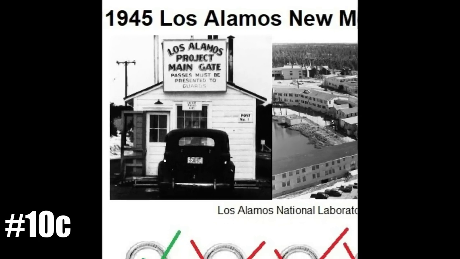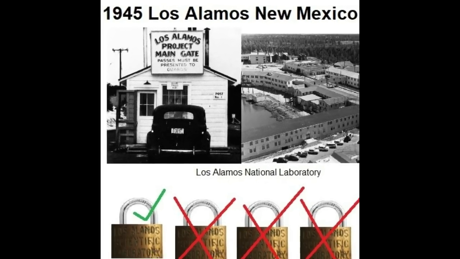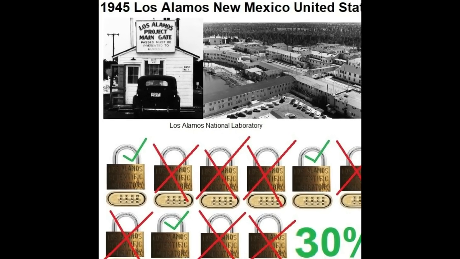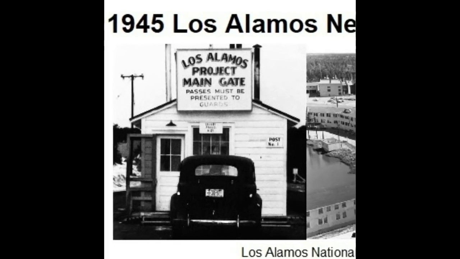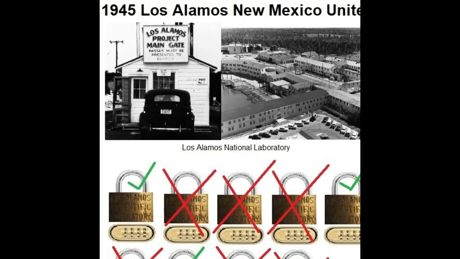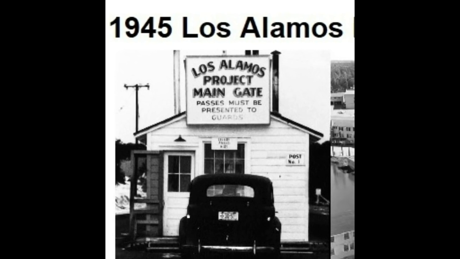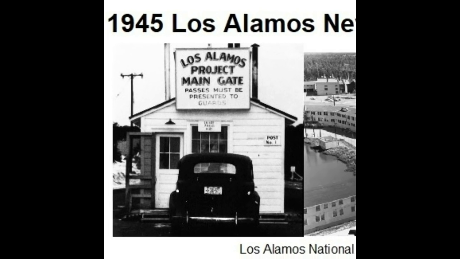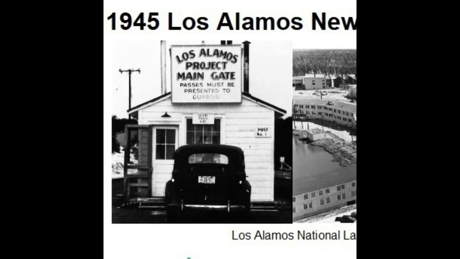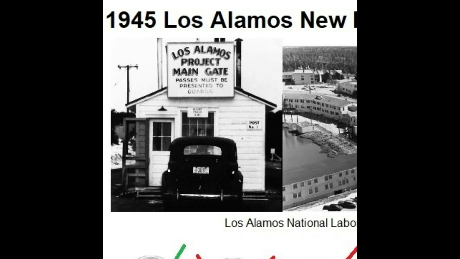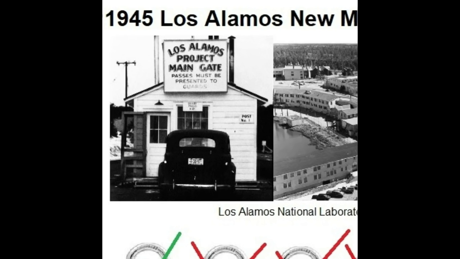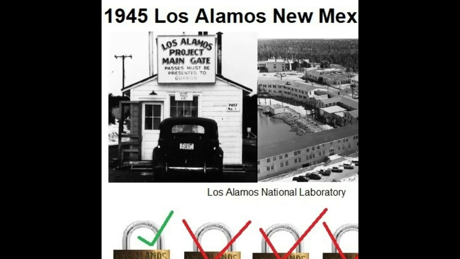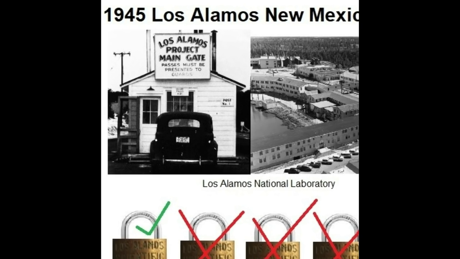In 1945, in Los Alamos, New Mexico, the United States, there was a high-level, top-secret project called the Manhattan Project, which was the research and development of nuclear weapons. Every scientist that was assigned duty at this research and development facility was given a lock which they would put a four-digit code into for the security of their personal locker.